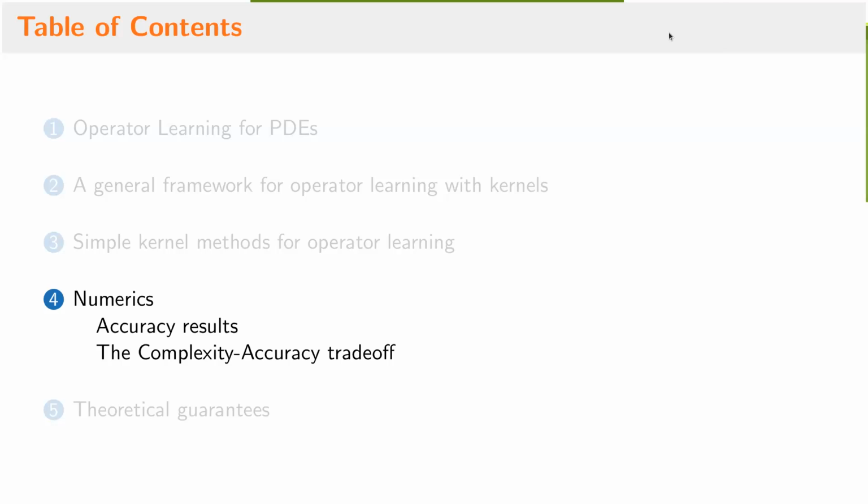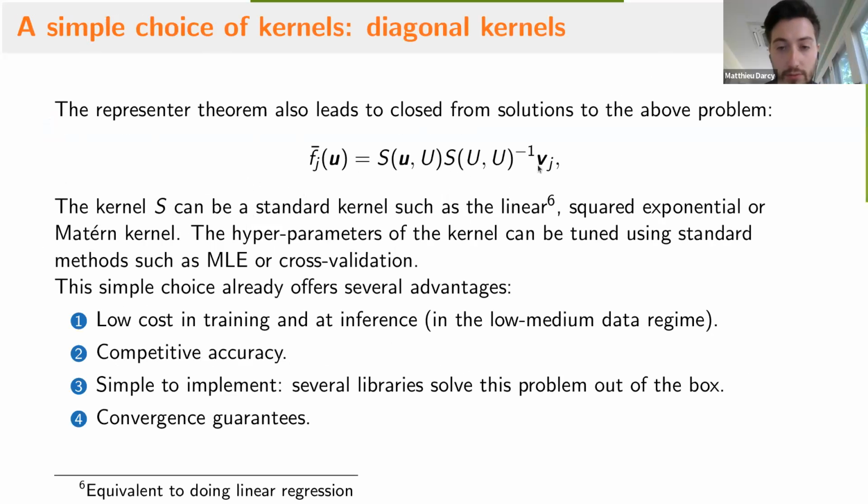Can you maybe show the formula again? So yeah, if you look at this, at training, once you've seen your data, you have to invert this matrix S. But you can keep this factorization. And at inference, the only thing you need to do is evaluate this kernel here.